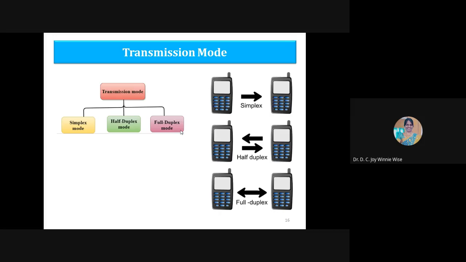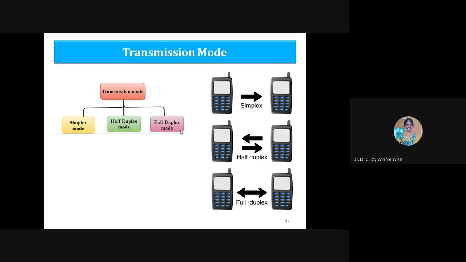Okay. So for another transmission mode, we have simplex mode, half duplex mode and full duplex. Simplex mode means the transmission will be in one line. Half duplex means two lines will be available, and at a time you can either transmit or receive the data. And full duplex means at the same time you can transmit and also receive the data.